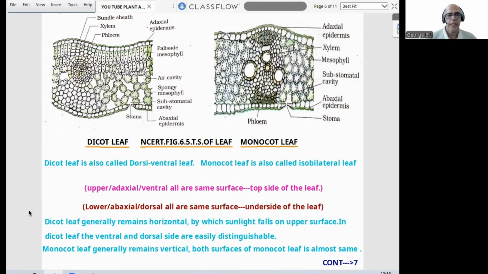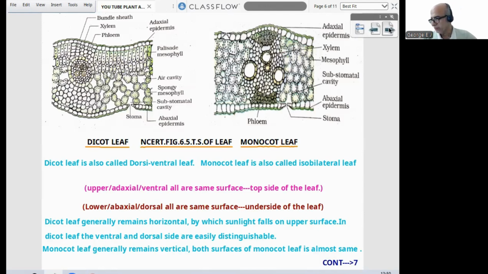Upper, adaxial, ventral: all are the same, synonyms, the top side. Lower, abaxial, dorsal: all are the same, the underside of the leaf. Dicot leaf generally remains horizontal, by which sunlight falls on the upper epidermis, the upper surface, and in dicot leaf the dorsal and ventral sides are very clear. Monocot leaf generally remains vertical, and both surfaces are almost the same, isobilateral.